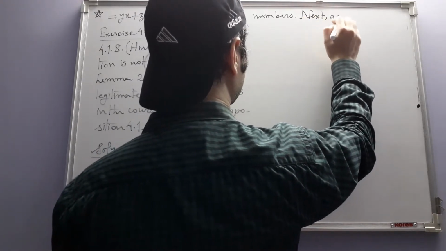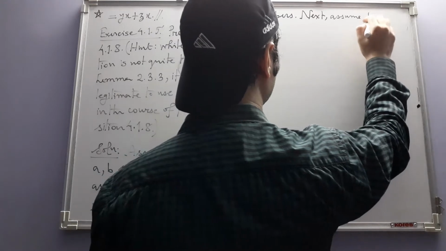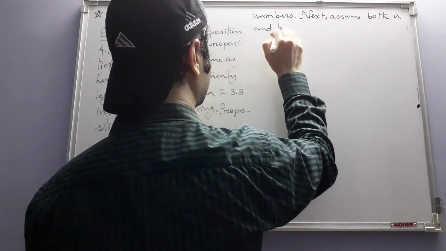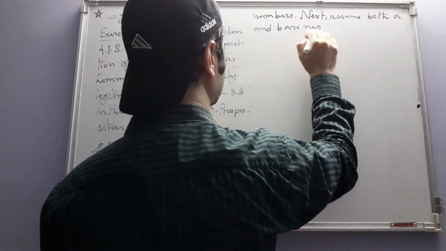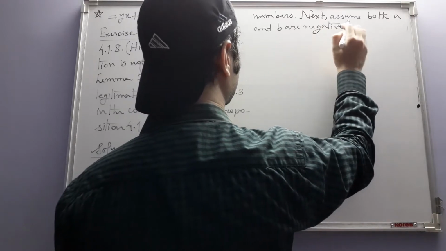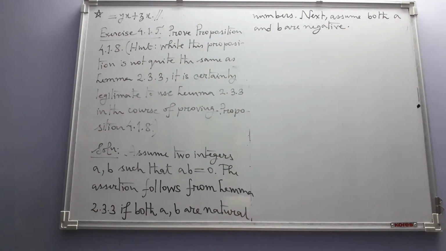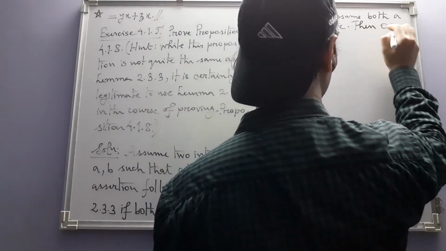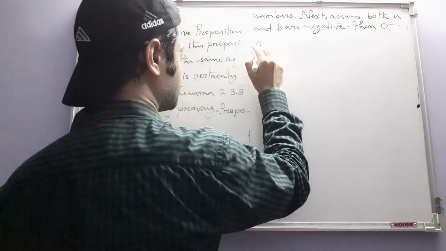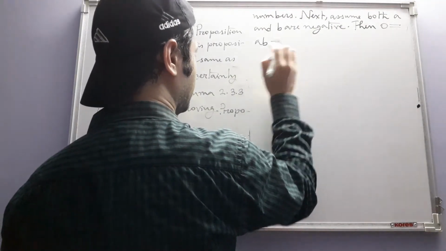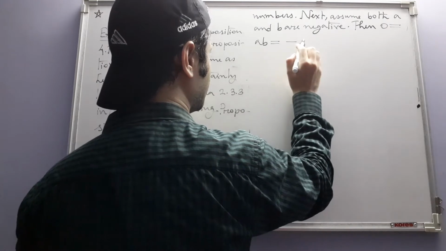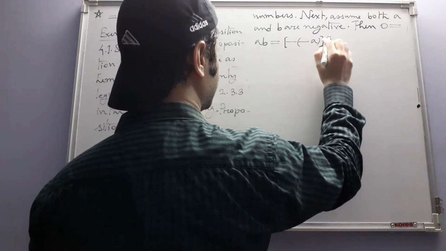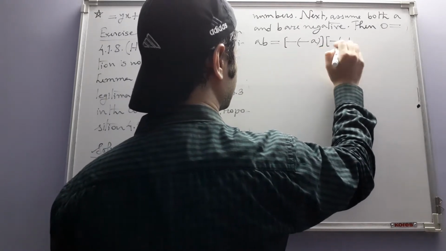Next, assume both a and b are negative integers. Then we start from what is given to us. 0 is ab. Now in place of a, I can write minus of a, and in place of b, I can write minus of b.